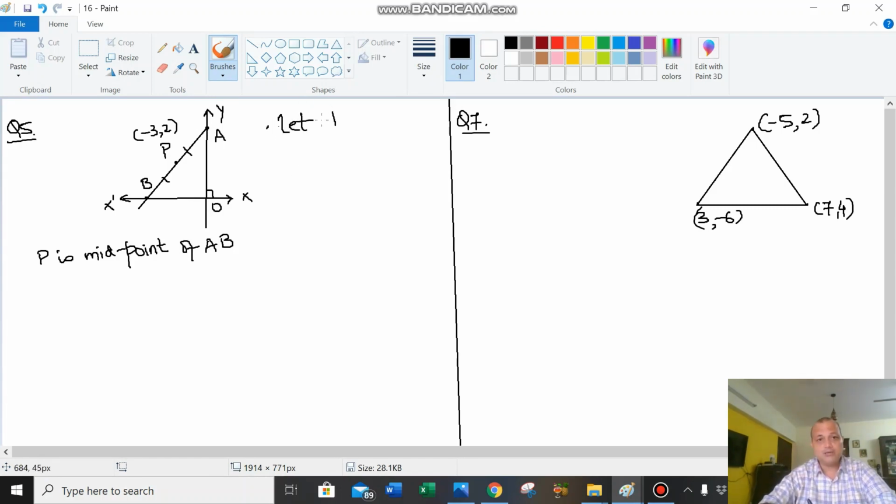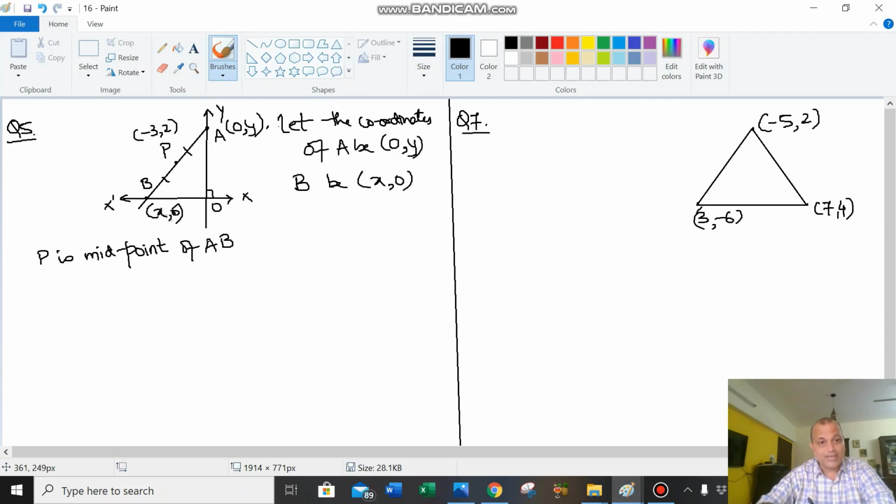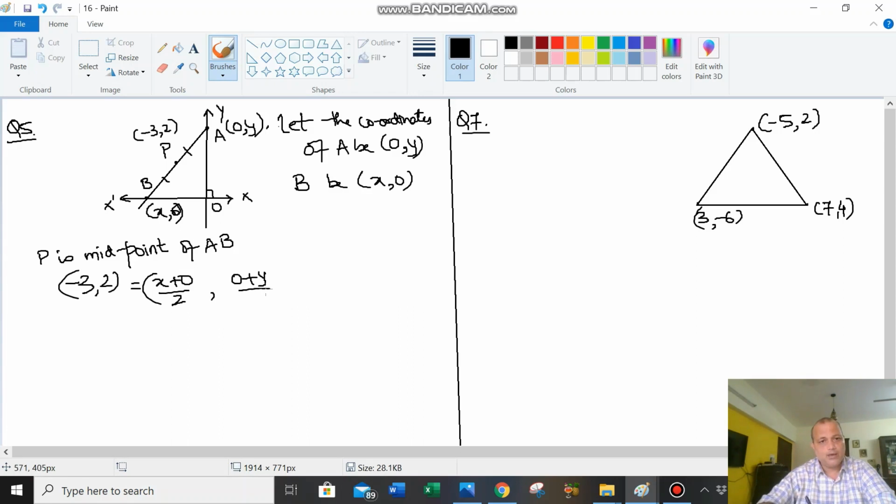So let the coordinates of A be 0 comma y. This is because the x coordinate will always be 0 for a point on the y-axis, and for B let it be x comma 0 because the y coordinate will always be 0 for a point on the x-axis. Now we know that P is the midpoint, which means negative 3 comma 2 is equal to x plus 0 upon 2 and 0 plus y upon 2.